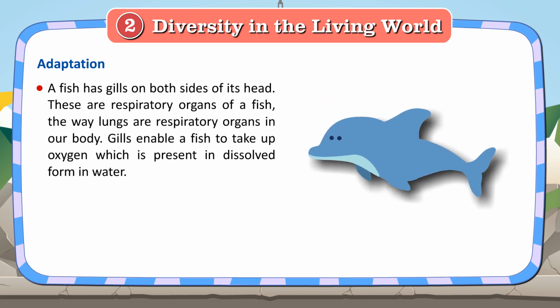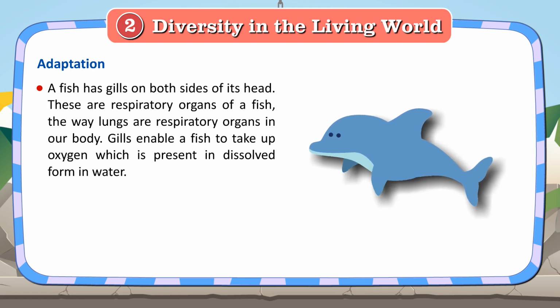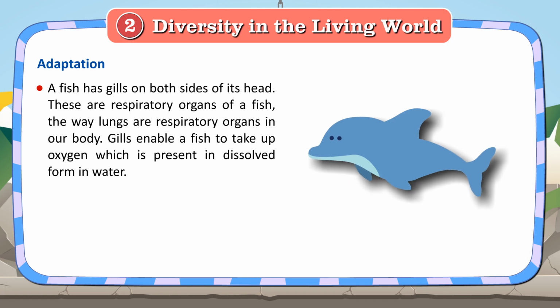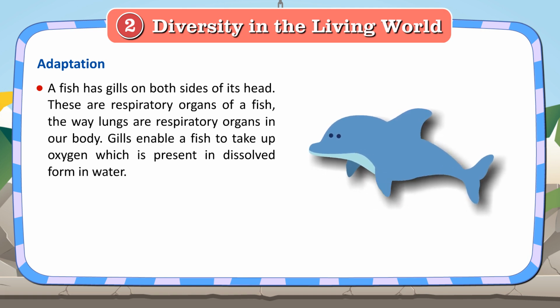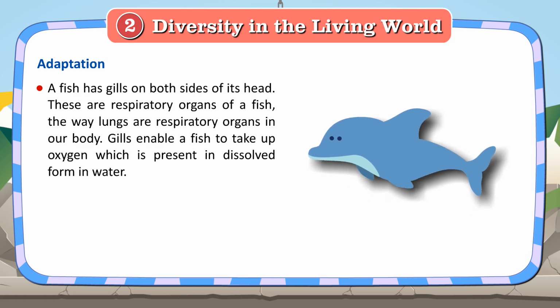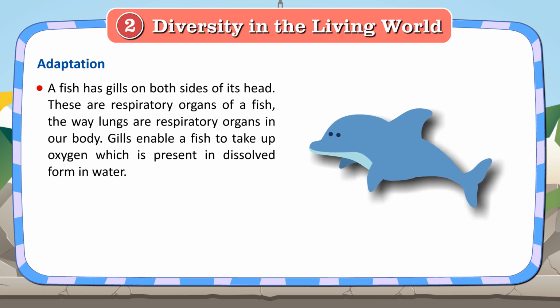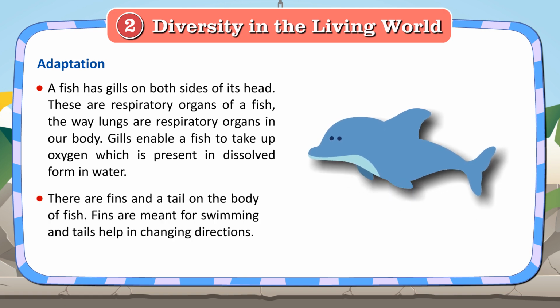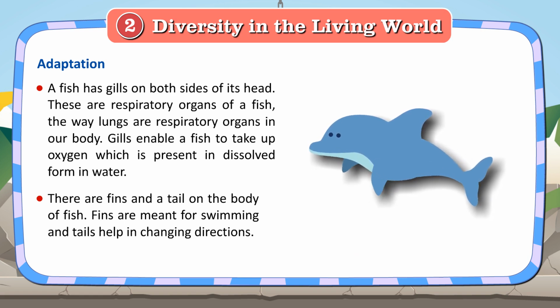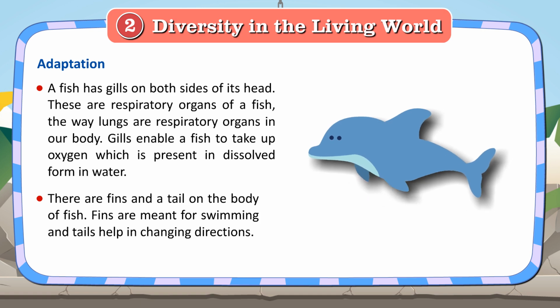A fish has gills on both sides of its head. These are respiratory organs of a fish. The way lungs are respiratory organs in our body, gills enable a fish to take up oxygen which is present in the dissolved form in water. There are fins and a tail on the body of fish. Fins are meant for swimming and tails help in changing direction.